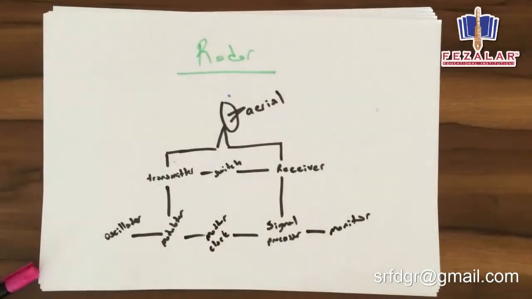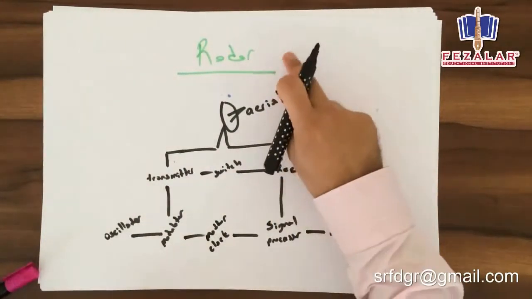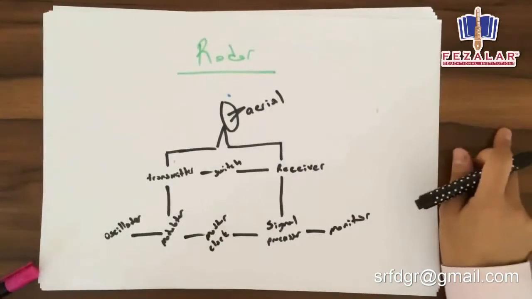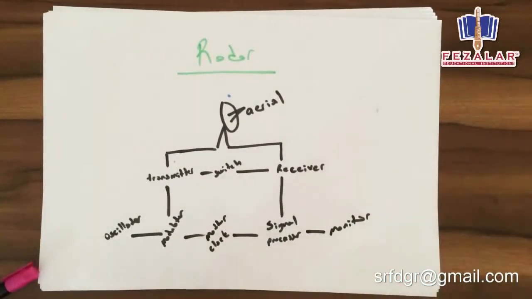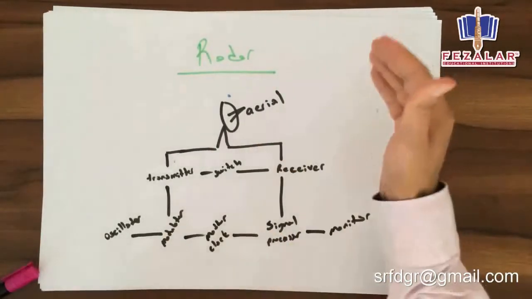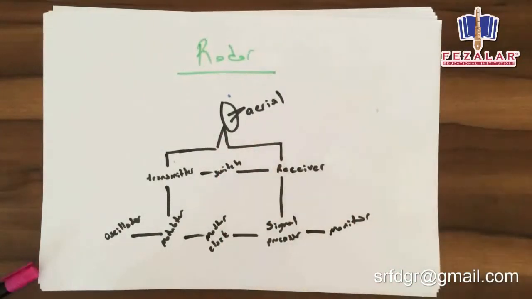Okay, and these are the parts of radar. What is radar? It detects the position and range of the targets, and that means it will transmit and receive the reflected wave.